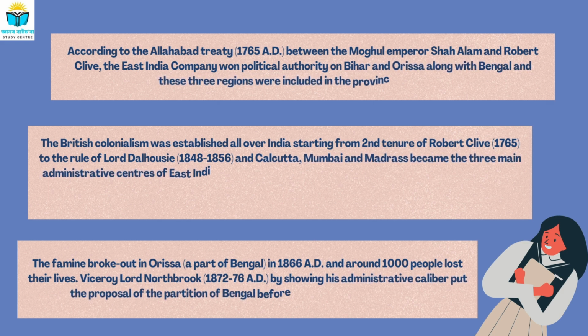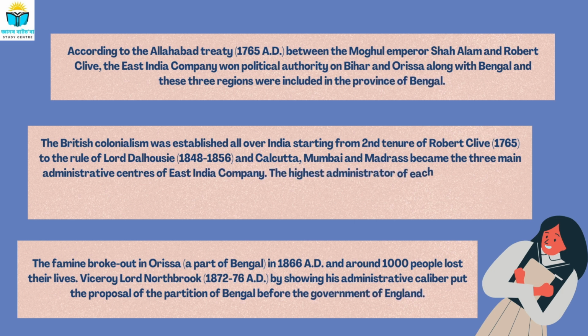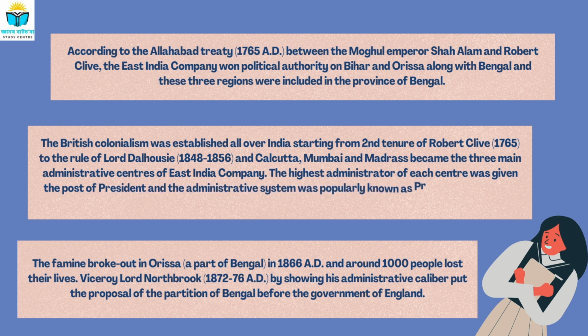According to the Allahabad Treaty, 1765 AD, between the Mughal Emperor Shah Alam and Robert Clive, the East India Company won political authority on Bihar and Orissa along with Bengal, and these three regions were included in the province of Bengal. The British colonialism was established all over India starting from the second tenure of Robert Clive, 1765, to the rule of Lord Dalhousie, 1848 to 1856, and Calcutta, Mumbai and Madras became the three main administrative centers of East India Company.